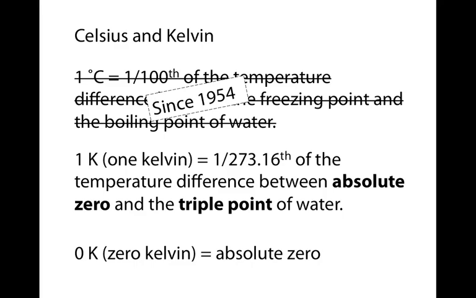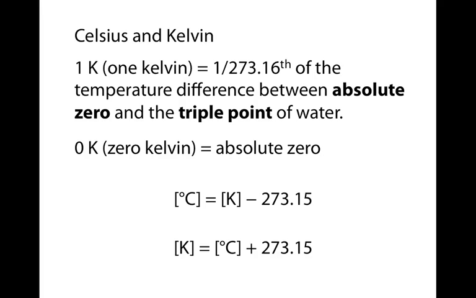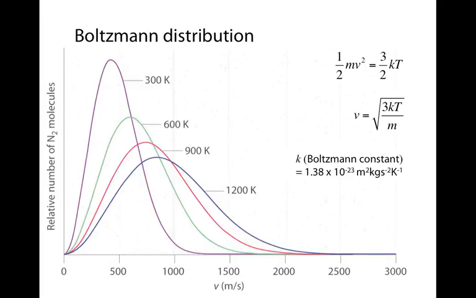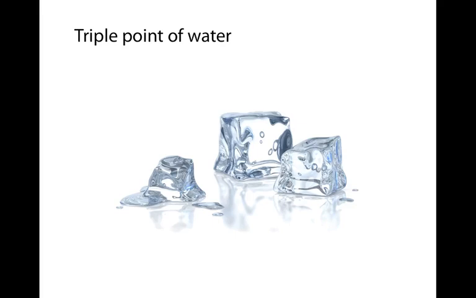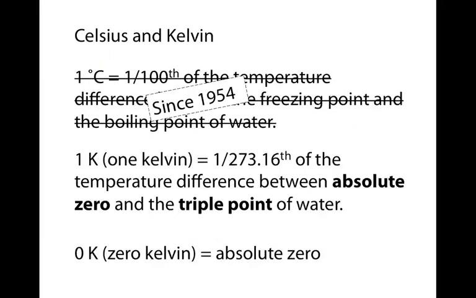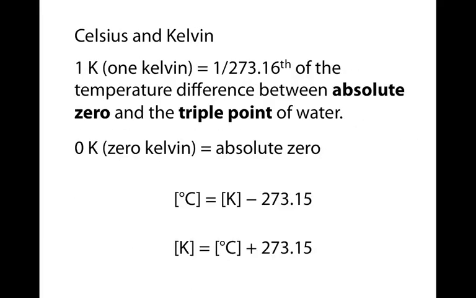The triple point of water, well, the triple point of water is a little bit more difficult to explain. The triple point of water is a point at which ice melts, and when ice melts, it also becomes a gas. It starts to evaporate. So at this point, water exists as a solid, it exists as a liquid, and it exists as a gas. Hence, triple point of water. So, triple point of water and absolute 0. That's the definition of 1 Kelvin.